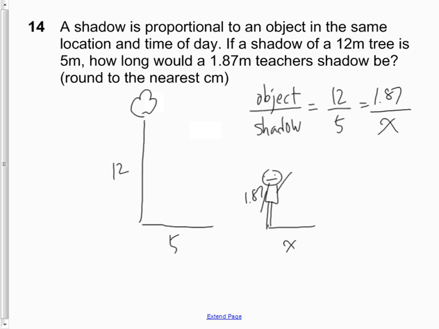Question 14 says the shadow is proportional to an object. So this is the tree that is 12 meters. This is its shadow. This is a good-looking teacher, and this is its shadow. When I set it up, I want to keep my numbers straight, so I put object to shadow. 12 meters to its 5-meter shadow is proportional to 1.87 to the length of the I don't know shadow. When you work it all out, you'll get an equation 12x equals, what's 1.87 times 5?